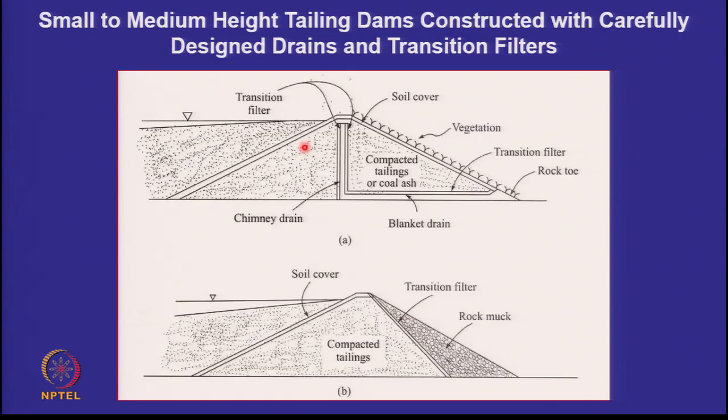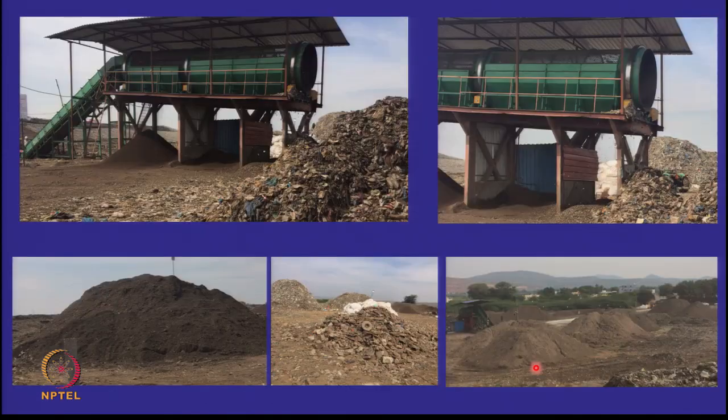We also looked at reuse of waste, either in the form of compacted ash or tailings in embankments, with chimney drains or with rock muck, or just for road embankments with layers of soil to prevent dust pollution.